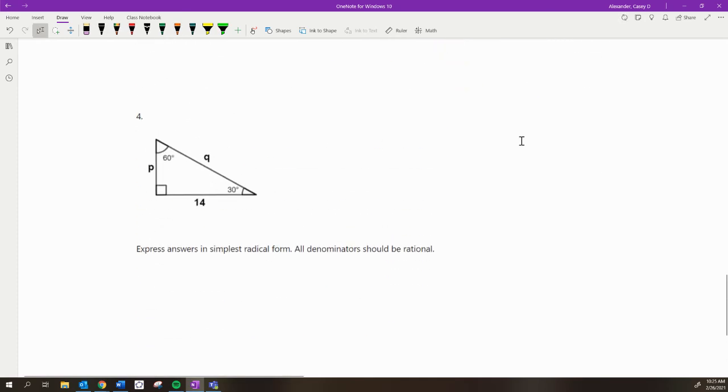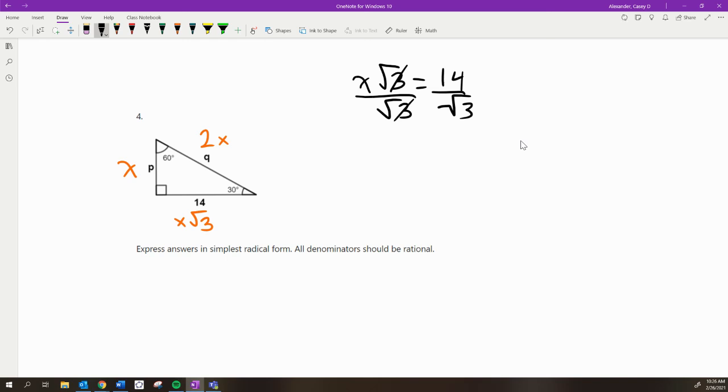This one here, just like the other ones, we have to start by saying, okay, the short side is x, the long side is 2x, and the side that I know is x root 3. So I'm going to start with an equation. X times the square root of 3, the short side times the square root of 3, equals 14. Divide by the square root of 3 to get x by itself. And that means x is 14 divided by the square root of 3.